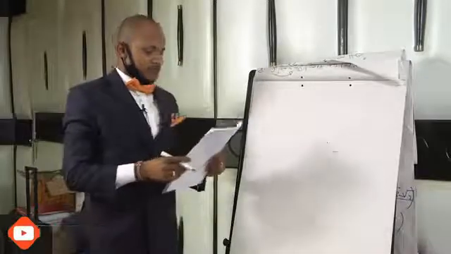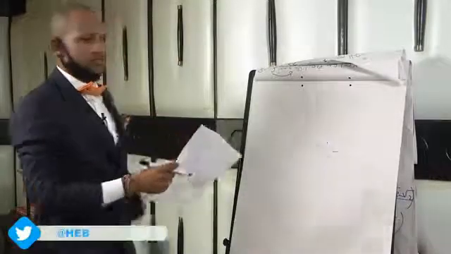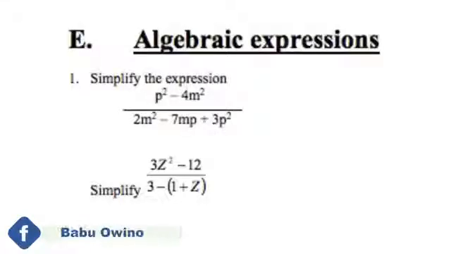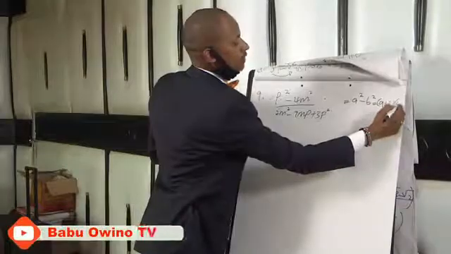We've finished with the logarithms. We go to algebraic expressions. Question number 9: p squared minus 4m squared divided by 2m squared minus 7mp plus 3p squared. So when we are solving this algebraic expression, you look at the numerator and then you look at the denominator. We can see the numerator is a difference of two squares. A difference of two squares means a squared minus b squared, which can be written as a plus b into a minus b.